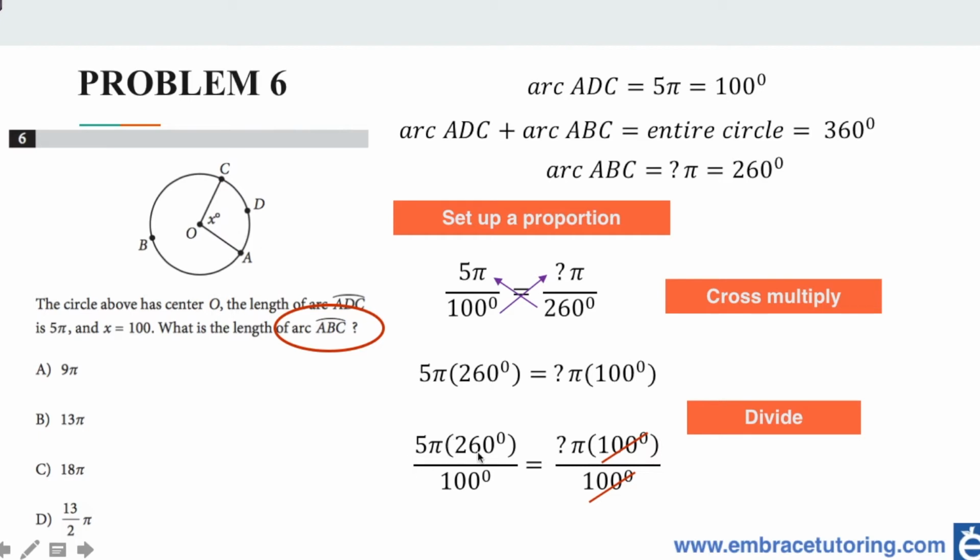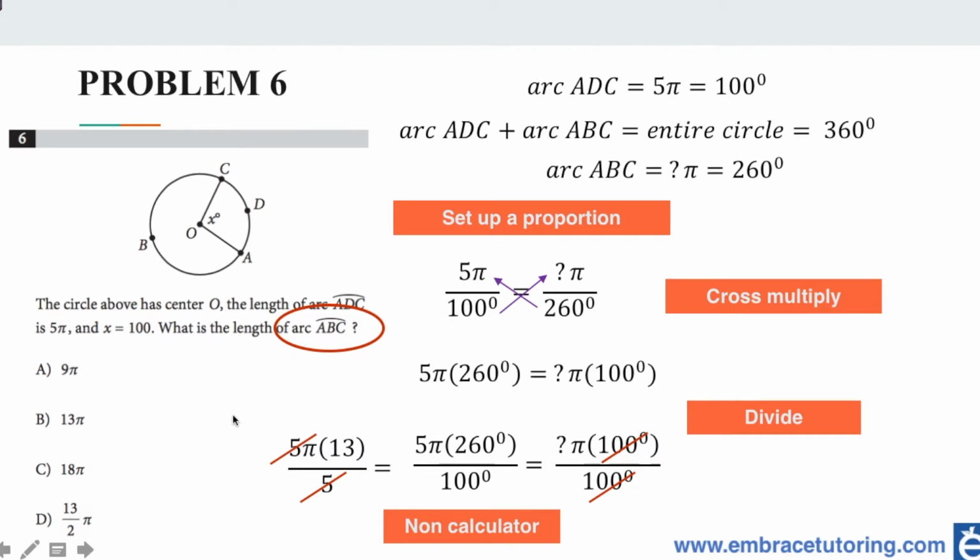And now one quick tip, because we're in the non-calculator section, is to do 260 divided by 100. Rather than multiplying all this out and then dividing by 100, it's just easier to see if you can simplify it first. So 260 divided by 100 is going to give me 13 over 5. And luckily now my 5's will cancel more readily. So my 5 and my 5 will cancel, and here I have 13 pi.